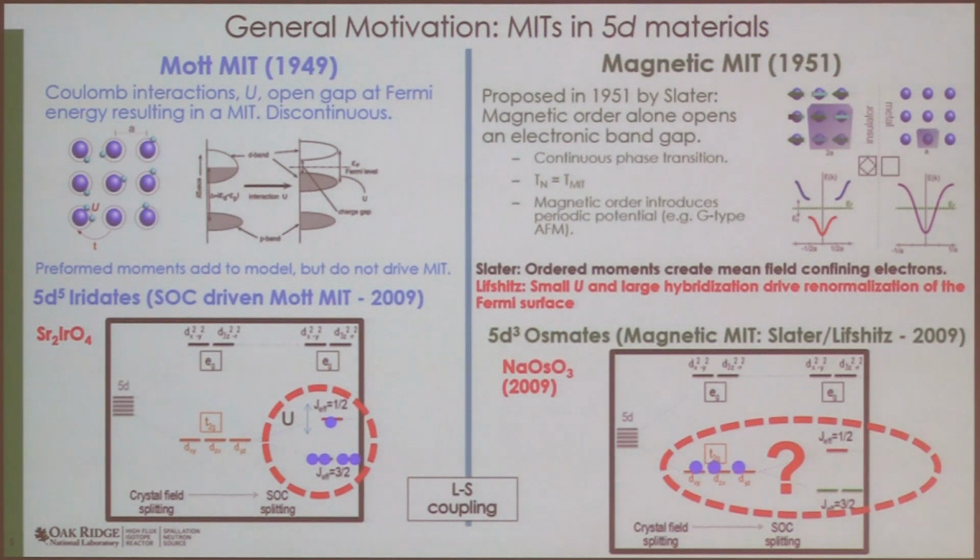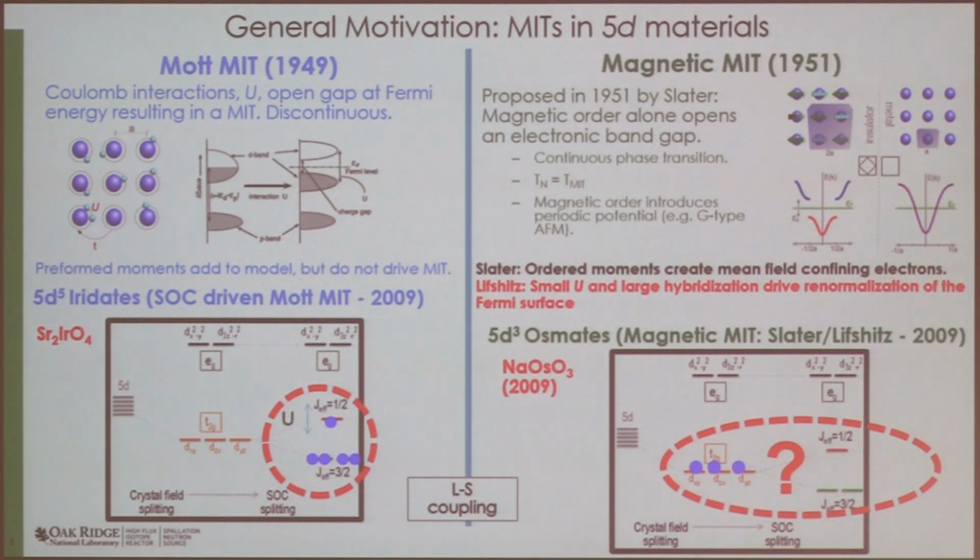Here's a very cartoonish slide about the two metal insulator models that I'll be talking about in this presentation. On the left is the Mott metal insulator transition that you're all familiar with, where U and the hopping parameter can lead to a splitting of the band. You can drive an insulating ground state, and this was proposed way back in 1949. But recently, about 10 years ago, there was a paper on strontium 2 iridium O4 that showed you can have a new type of Mott insulating state that's driven by spin-orbit coupling and the Coulomb interactions.